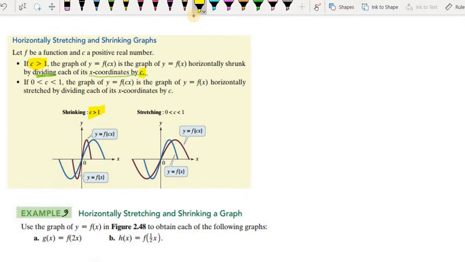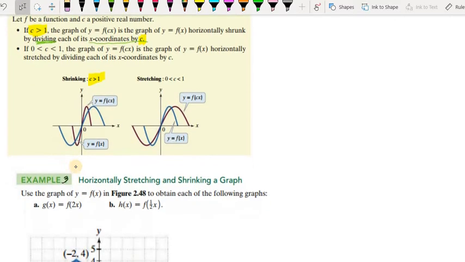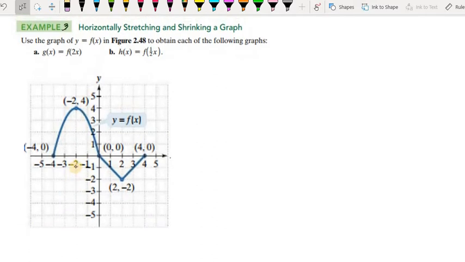And then if c is between 0 and 1, what we're going to do is horizontally stretch by dividing each x coordinate by c. From the graph, you realize the second one is stretching out horizontally. Let's go ahead and look at example 3 and see how we do this. Example 3, we have a horizontal stretching and shrinking of a graph. Using the graph of f of x, which is given to us, obtain each of the following graphs.